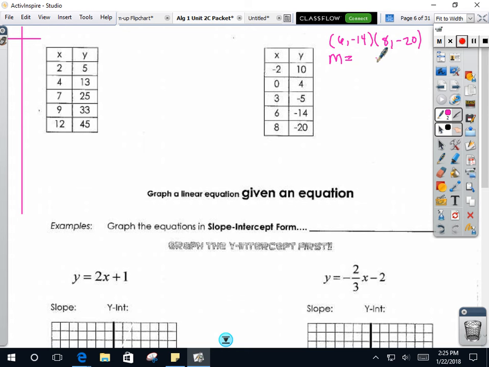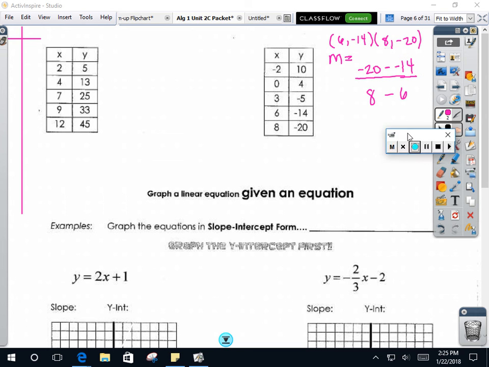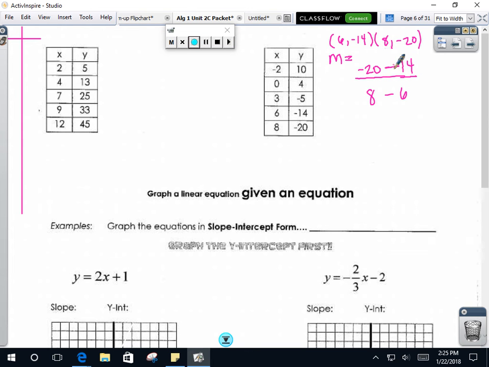Okay, so when you're plugging them in the slope formula, it'll be negative 20 minus negative 14 over... Okay, what happens when you have a minus a negative? Okay, and what is negative 20 plus 14? And what is 8 minus 6? And what does that simplify to? Right, so your slope is negative 3.